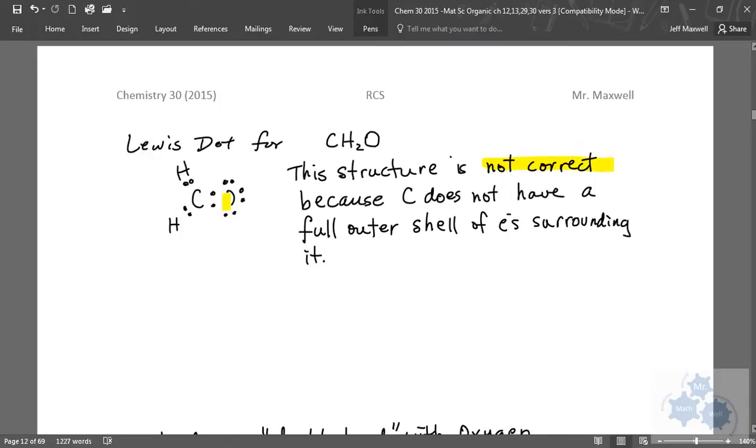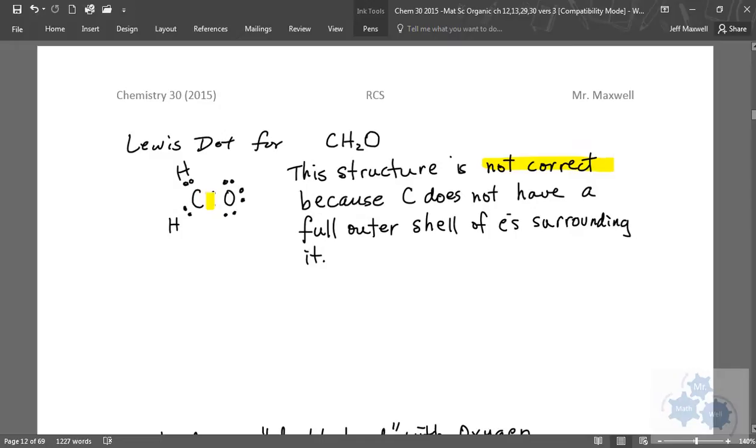Now, we might think, O, this is good. O has 8 electrons around it. C is bonding with hydrogen here and hydrogen here. That all looks okay. But the only problem is what? Is that C is not happy because it does not have a full octet, a full outer shell of electrons surrounding it. Okay? So this is not a correct Lewis dot structure.